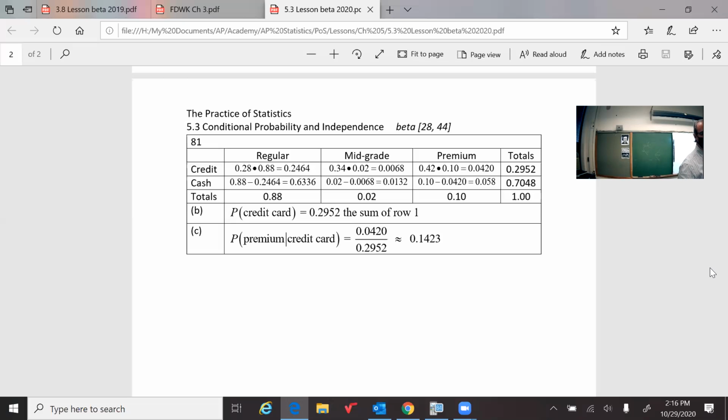So if you find it helpful to build a tree diagram before loading the data in the two-way table, I would encourage you to do that. But you don't have to. You can just go right to the two-way table if that makes sense to you. Okay?